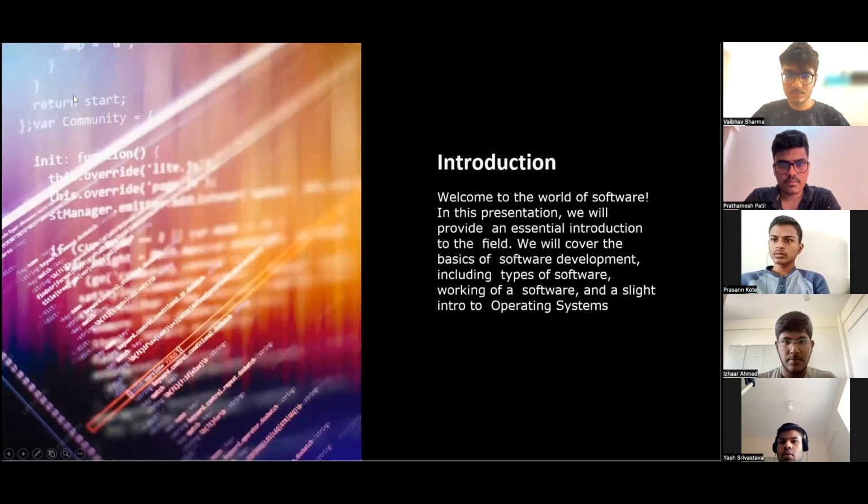So in this presentation, we will provide an essential introduction to the field. We will cover topics like basics of software development, including types of software, and give a slight introduction to operating systems.